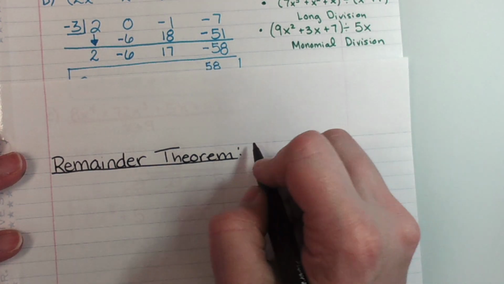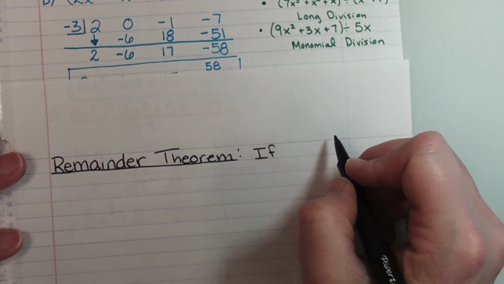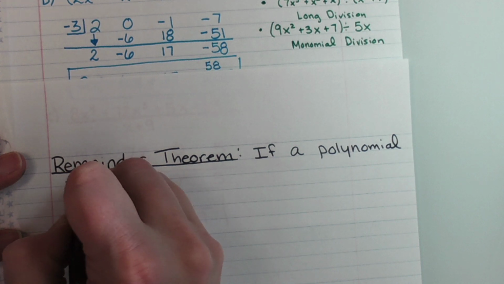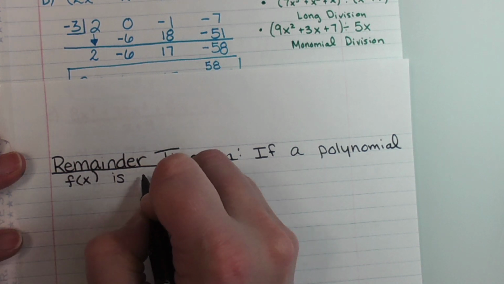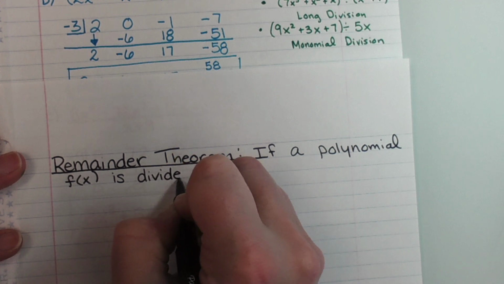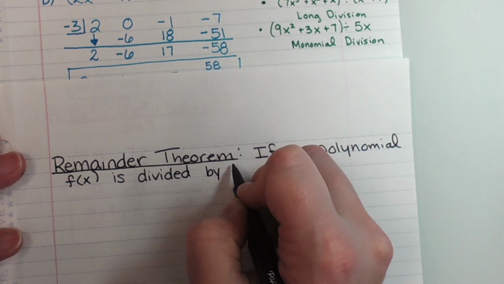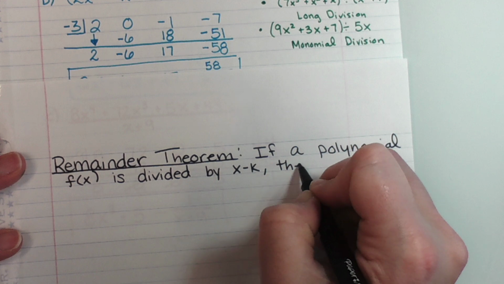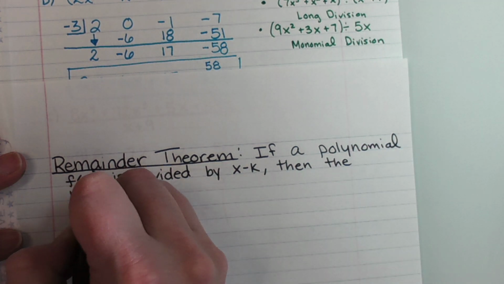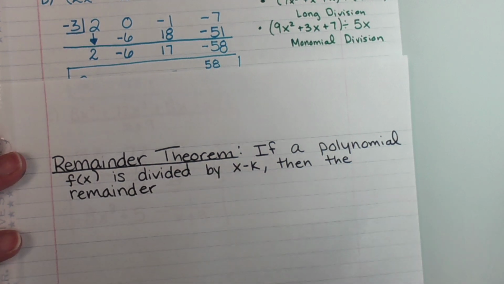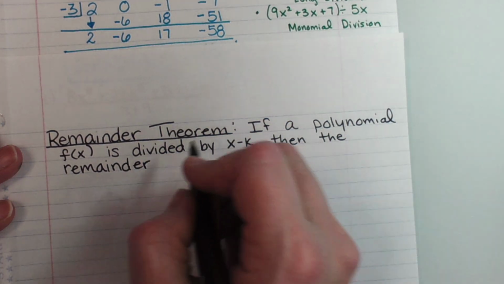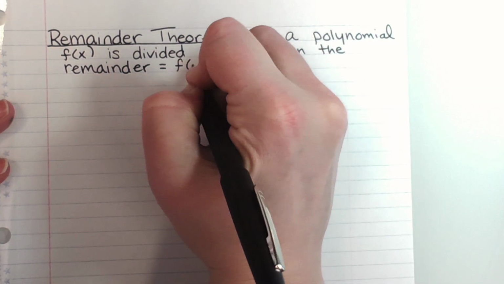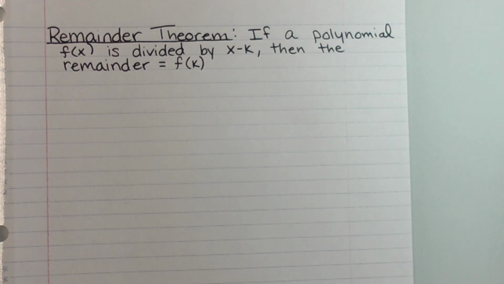The remainder theorem states the following. If a polynomial, which we will call f of x, is divided by x minus k, then the remainder that you will get actually works as a way to evaluate, or is equal to, f of k.